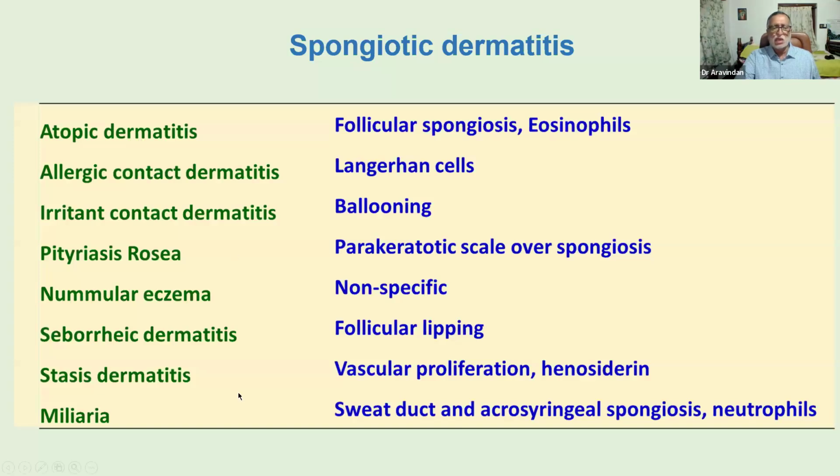So this is just a list of spongiotic dermatitis, atopic. Each of them may have some clues which help you to point out one diagnosis. There is atopic dermatitis, for example; there may be eosinophils and follicular spongiosis. Allergic contact dermatitis and Langerhans cells. Pityriasis rosea, there may be parakeratotic scale with spongiosis. Miliaria, you can find sweat duct and acrosyringeal spongiosis and neutrophils in that area. So there might be many clues, and you should look for such clues after narrowing down to one particular pattern of diagnosis.